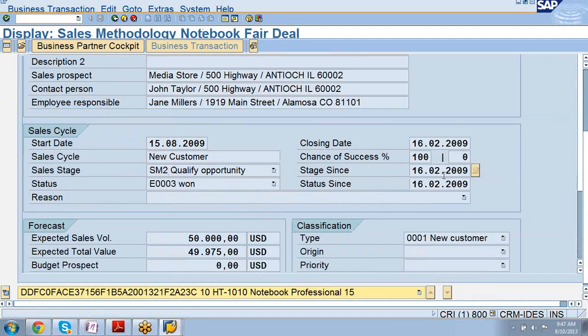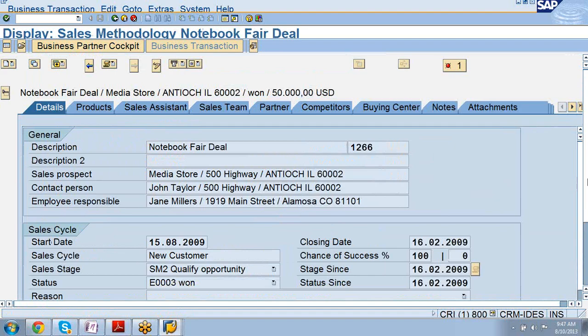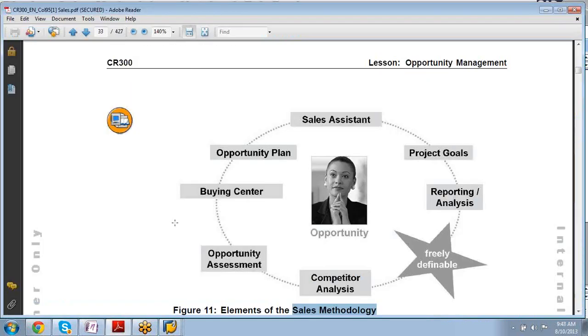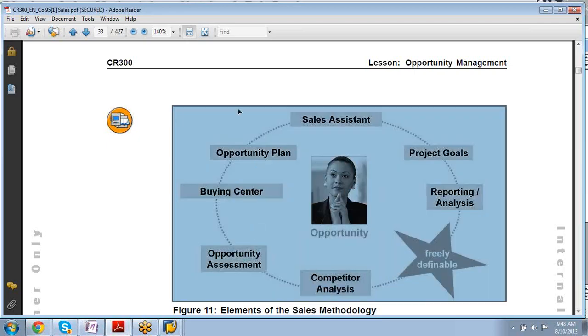So you can see this. The screen is much wider. That means you have more views like sales assistant, competitors, buying centers. This is what he's saying. You have sales assistant, competitors, buying center. So this is one of the very important screens you have to remember whenever sales methodology comes into the picture.